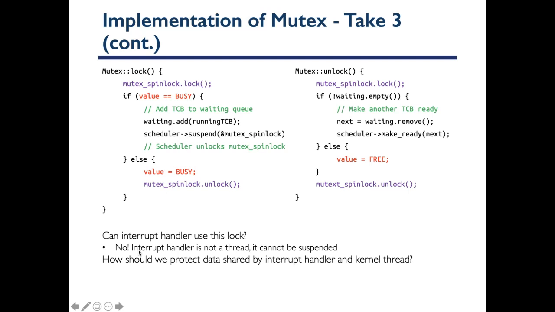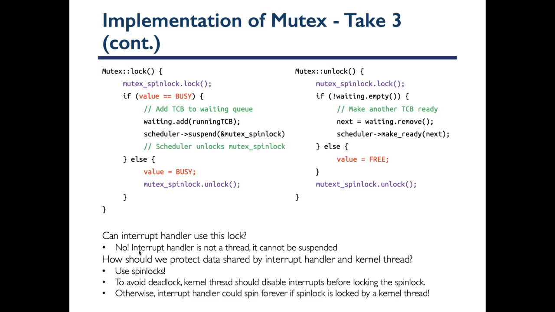So then the question is, how should we protect data that is shared by the interrupt handler and a kernel thread? The first option is to just use a Spinlock, because Spinlocks don't require scheduling per se. The problem with the Spinlocks is the priority inversion that we talked about and the potential for deadlock.